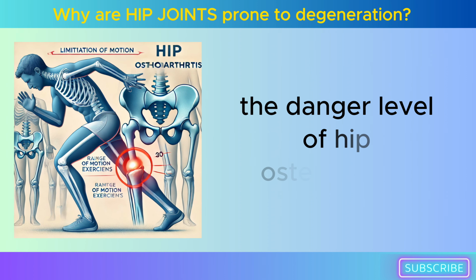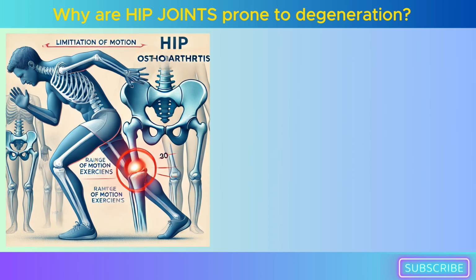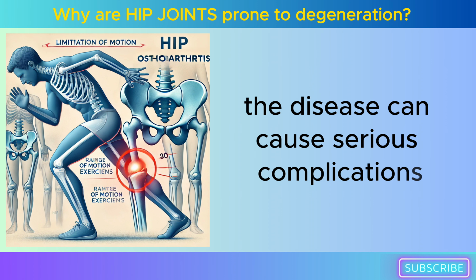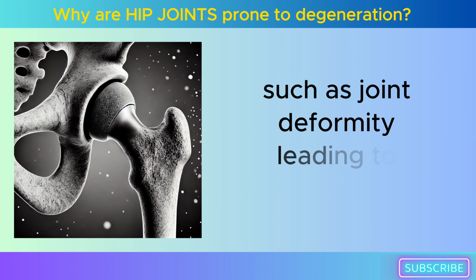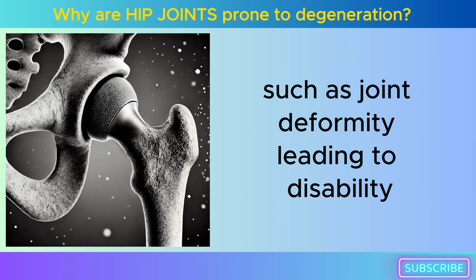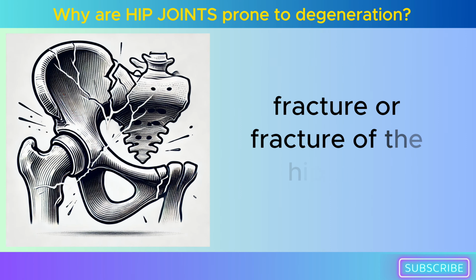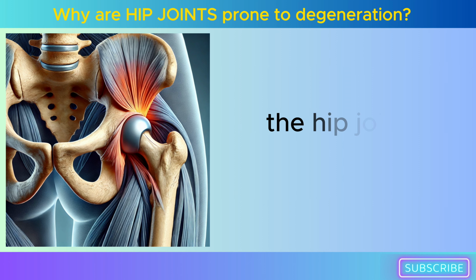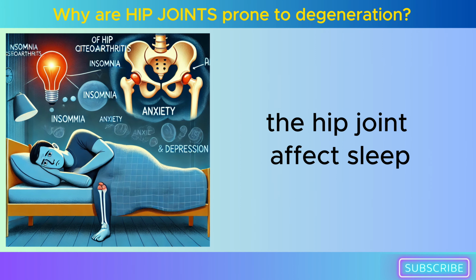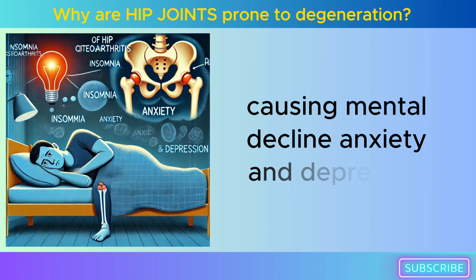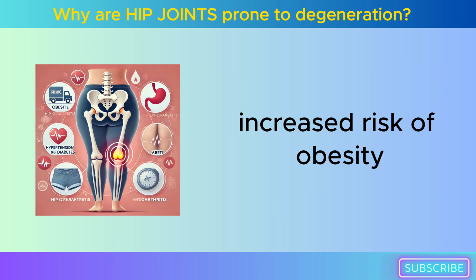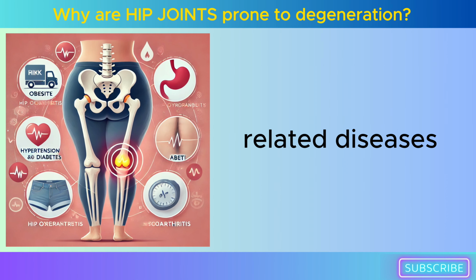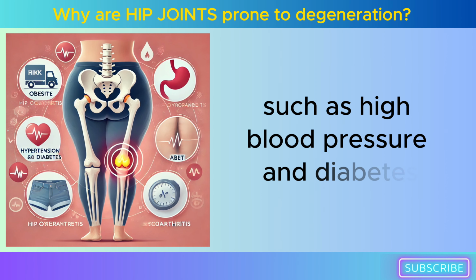The danger level of hip osteoarthritis. The disease can cause serious complications such as joint deformity, leading to disability, fracture of the hip bone, atrophy of muscles and ligaments around the hip joint, affect sleep, causing mental decline, anxiety and depression, and increased risk of obesity-related diseases such as high blood pressure and diabetes.